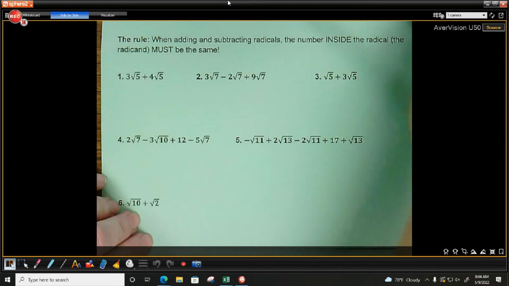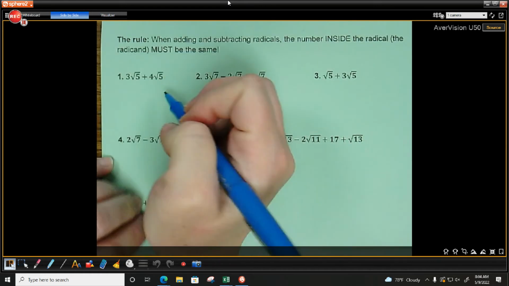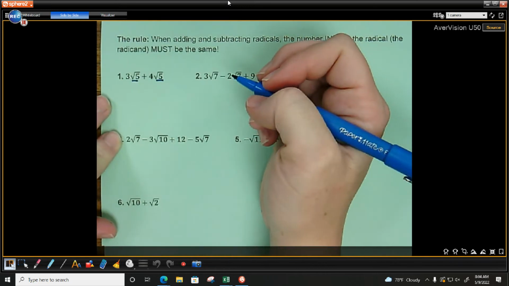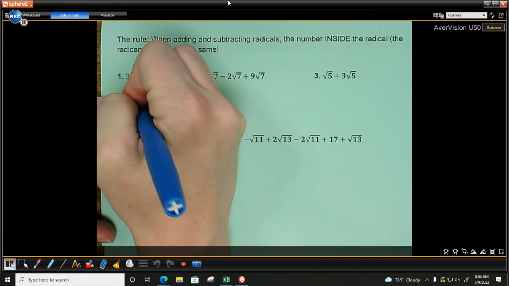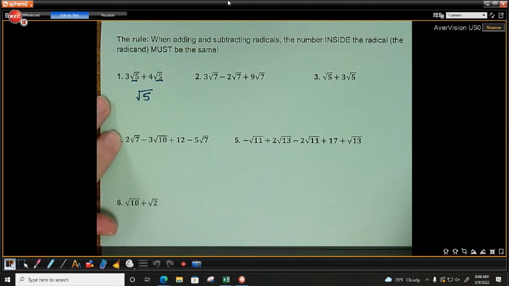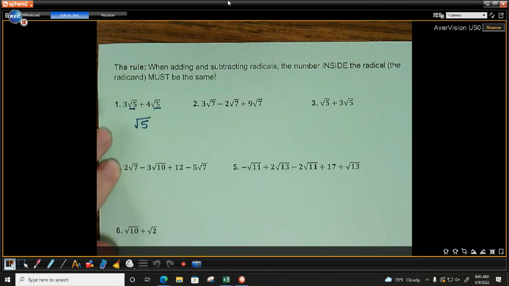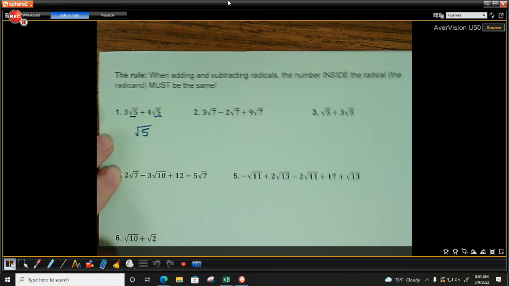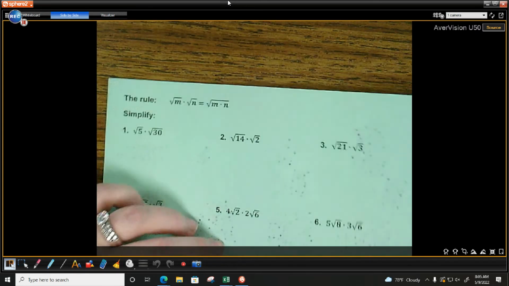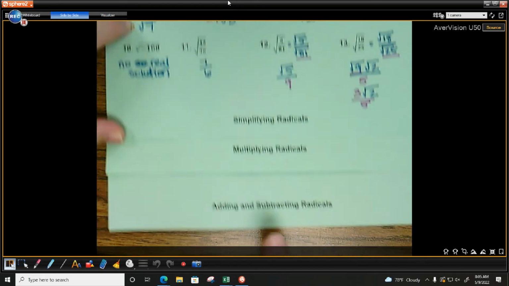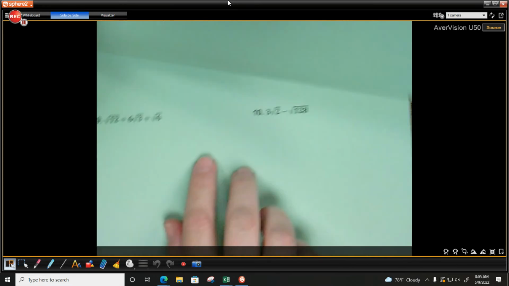Looking here. Do my radicals match? Yeah, keep the radical so it stays square root 5, Gavin. So we're on the adding and subtracting days, guys. Looks like this. Are we all in the right spot? You just open it all the way up. So we were here like this, right? And then see how at the bottom it says adding and subtracting, just flip it all the way up. Now we're here, like this. You good?